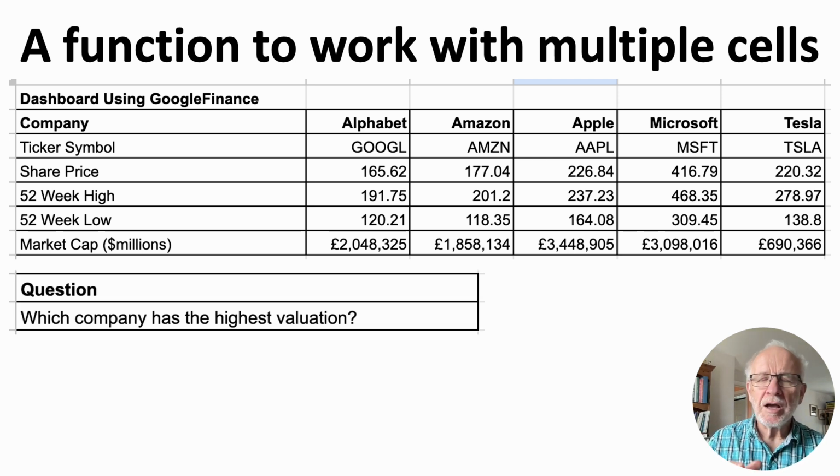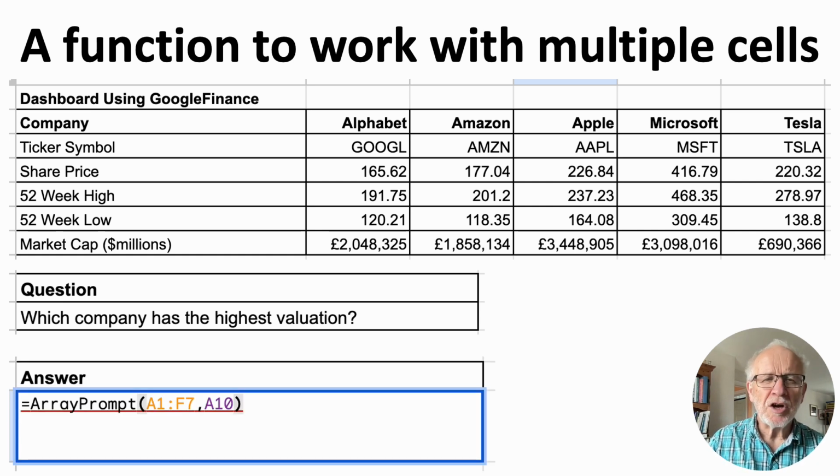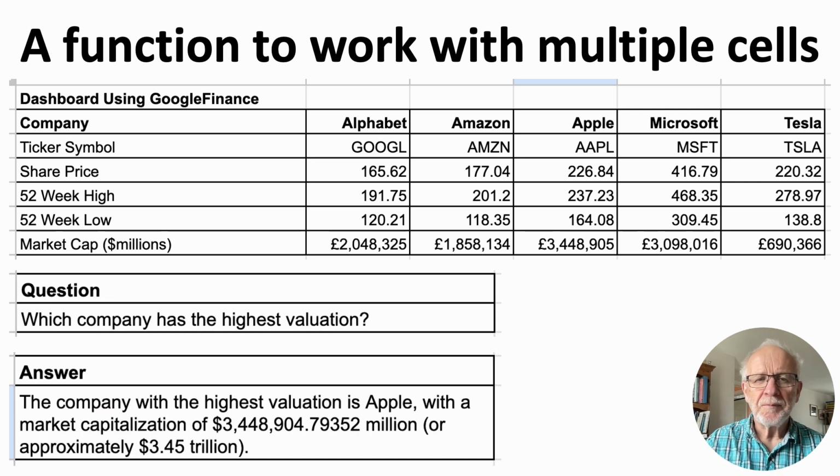I can then create a facility where the user can simply type a question into this cell, and they're going to use the function we're going to share with people in the course, array prompt. They select the dashboard, they select the location where the question is placed, and then when they hit return, it uses ChatGPT to interrogate the dashboard and come back and say the company with the highest valuation is Apple, and it gives the number there.